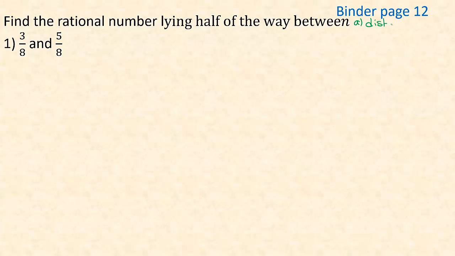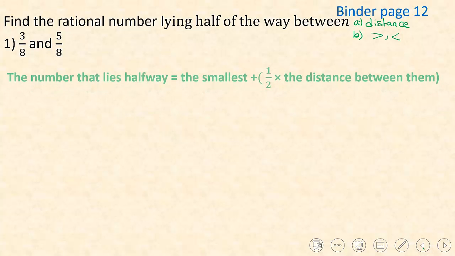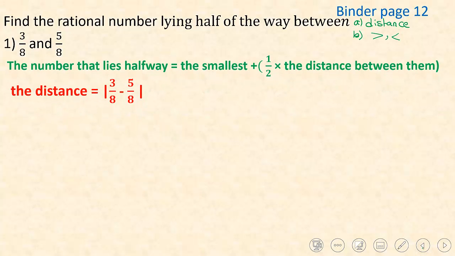And we know that the distance between any two numbers is the absolute value of the difference between them. And the second thing we should do is to find which number is greater and which number is smaller. So let's go now and begin. The first thing we should do is to find the distance between the two numbers. Distance between the two numbers is the absolute value of the difference between them.